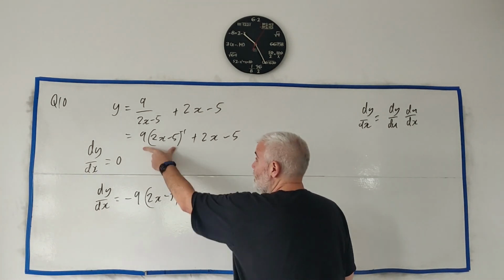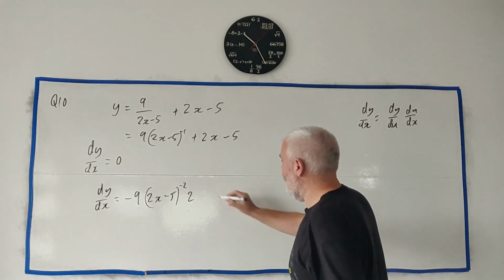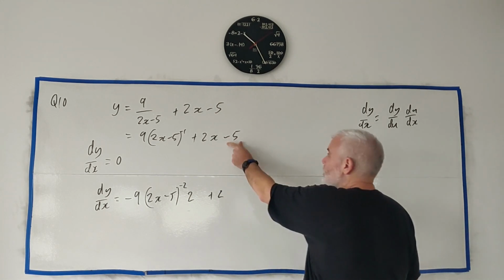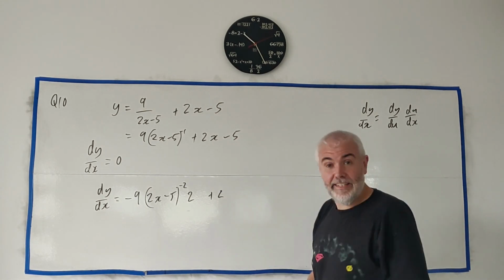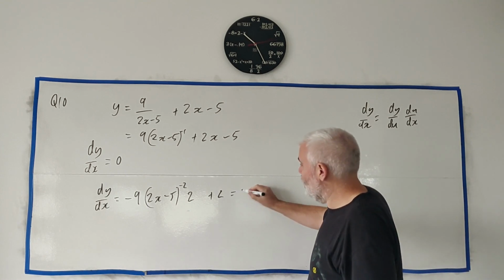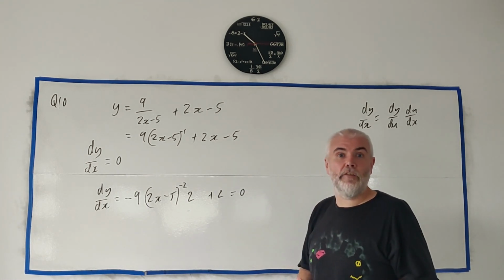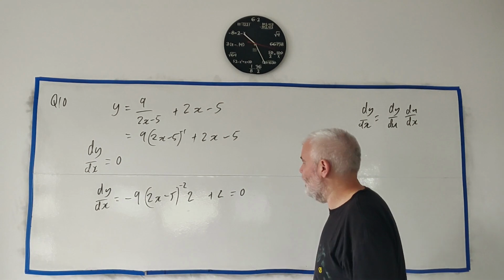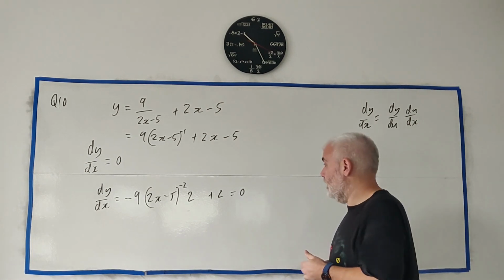That's the derivative of this first part. Derivative of 2x, that's just 2. The derivative of minus 5 is just 0. This is the derivative. Put this equal to 0. You've definitely got yourself 1 mark. Probably should be 2 by this point. We just need to go ahead and solve this.